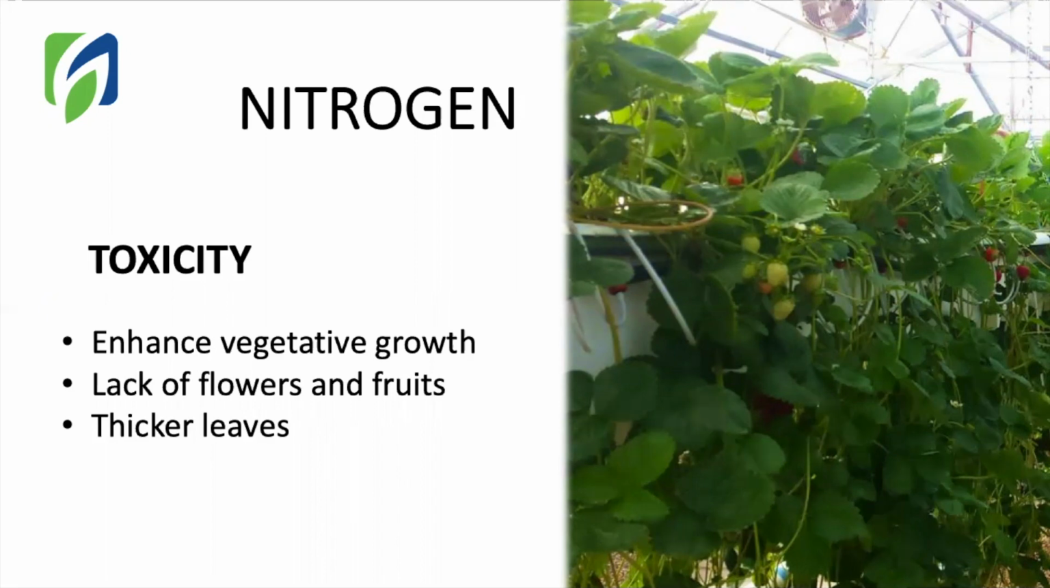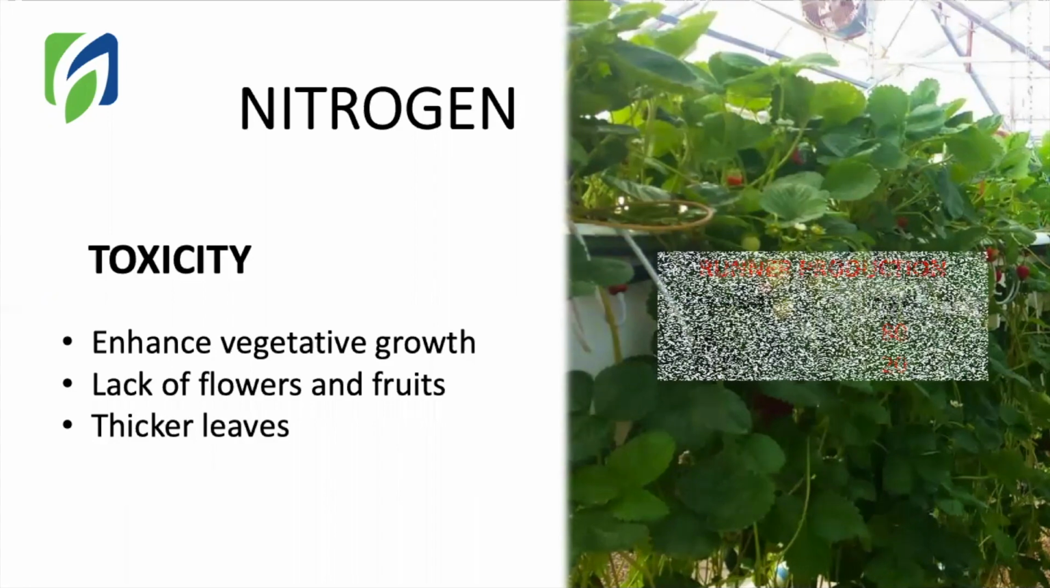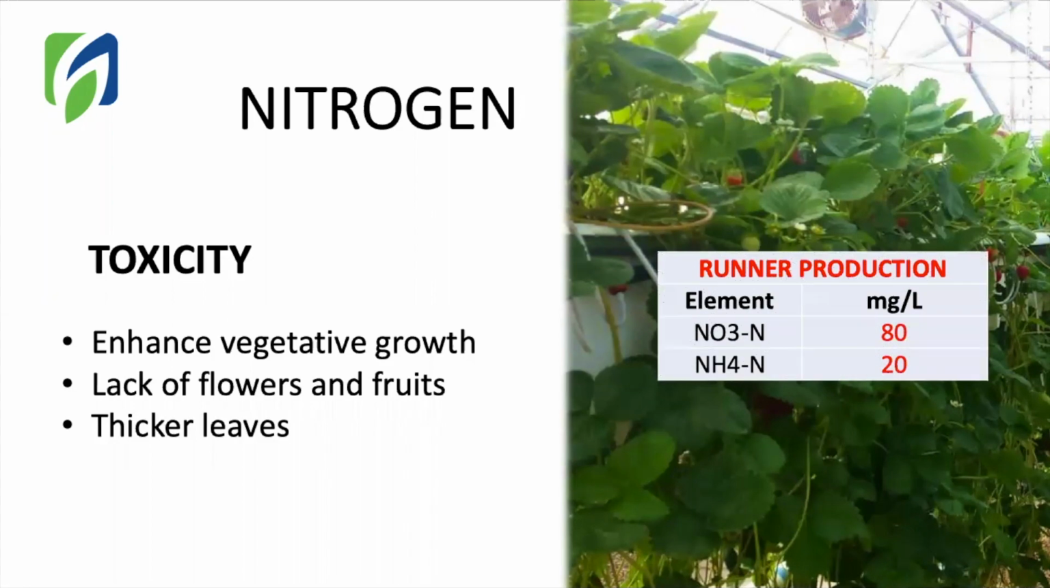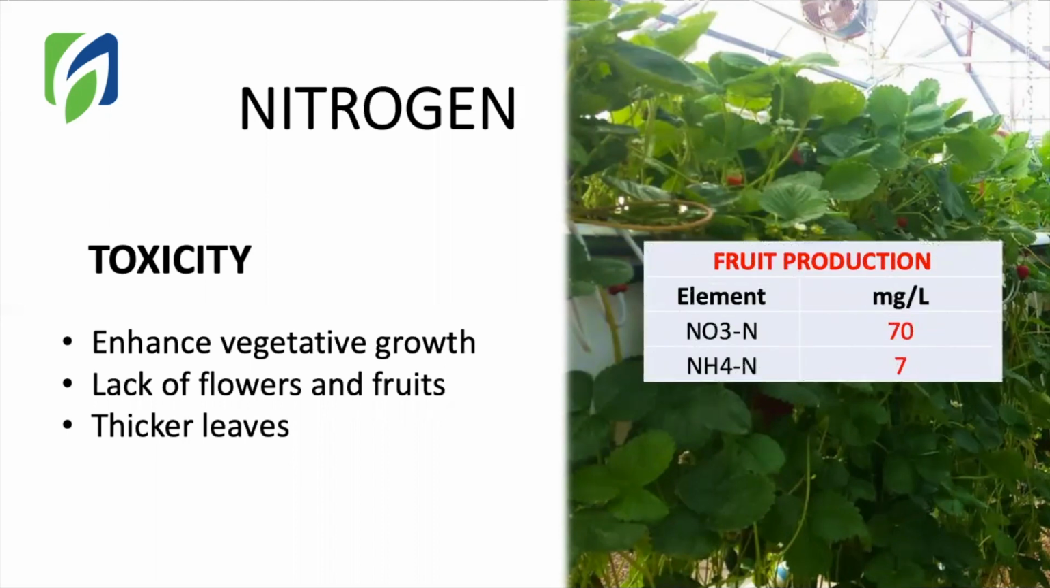So we can use high nitrogen quantities when our objective is to promote vegetative growth. For example, in order to get runners in a strawberry for propagation, we can increase nitrogen levels. For example, here you can see the requirement for strawberry production, specifically for runners. And now if we want to get fruits, we need to reduce the levels of nitrogen so we can avoid the development of runners and promote the development of flowers and fruits.